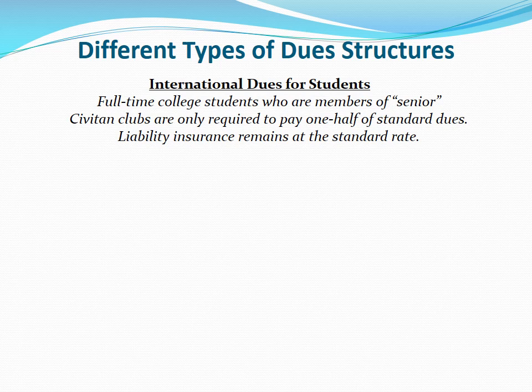International also has a special dues structure for full-time college students. They may want to join a senior Civitan club, and if they do, they're only required to pay 1/2 of the standard dues. The liability insurance remains the same. As the treasurer, make sure that you mark that on your form when you sign that new member up so that International knows to reflect that on your billing statement.